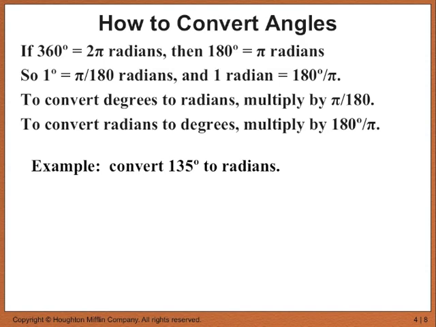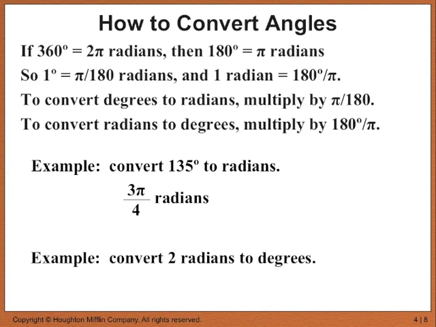So example, convert 135 degrees to radians. Pause the video, do that on your own, and then resume when you have an answer. The answer is 3 pi over 4 radians, because I simply multiplied 135 degrees by pi over 180, and I end up with 3 pi over 4 radians. Now you could have written this as 0.75 pi, that's fine too, but it should be equivalent.